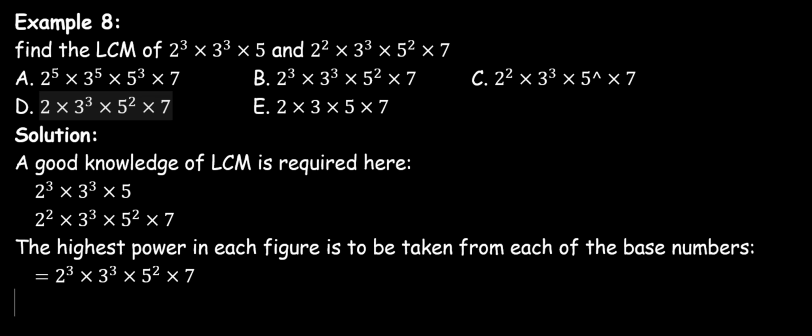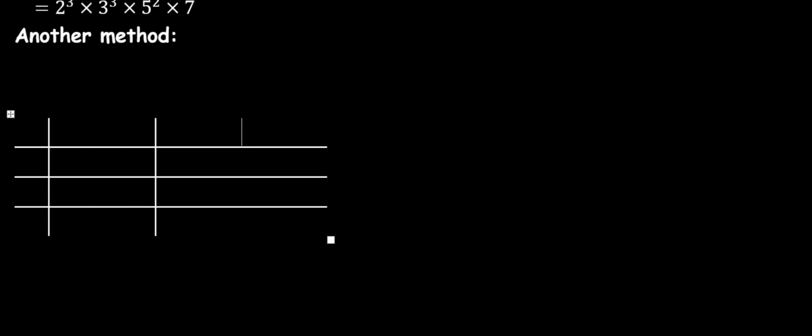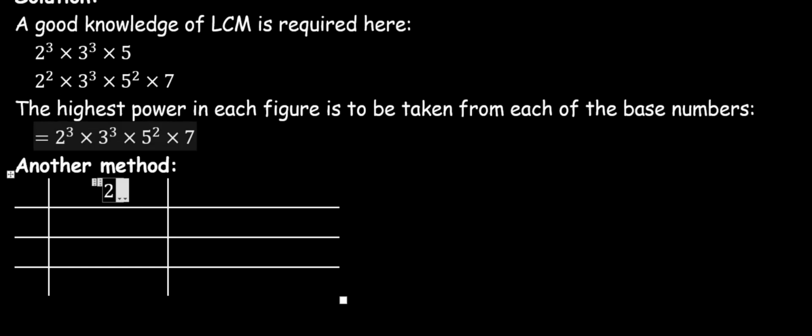That is our answer. Another method: we rule our line, then we start inputting the values. First set of values, 2 raised to power 3 times 3 raised to power 3 times 5. The second set of values, 2 raised to power 2 times 3 raised to power 3 times 5 raised to power 2 times 7. Now, when you look at the base numbers 2, 3, 5, 7, those are the base numbers given, and these are also prime factors. So we start with the smallest, which is 2. Taking 2 divide the first set of values.